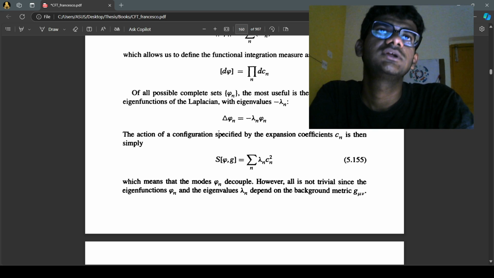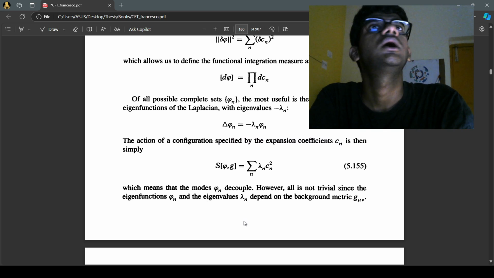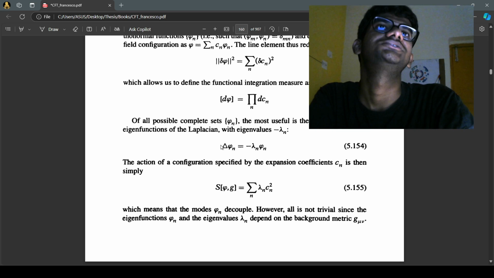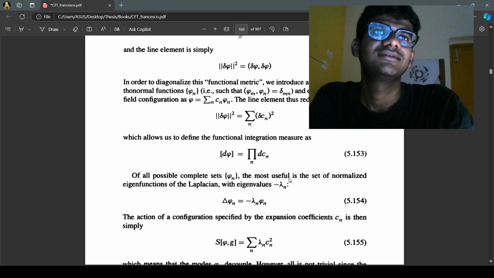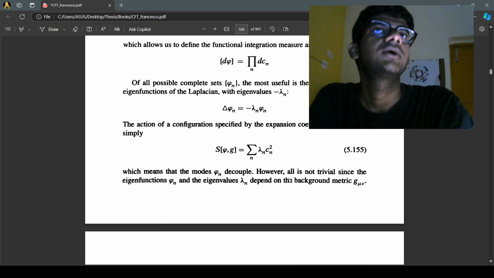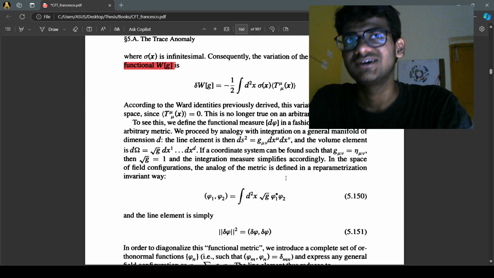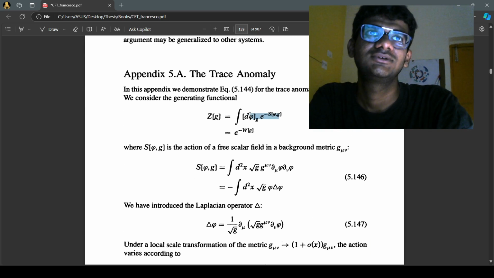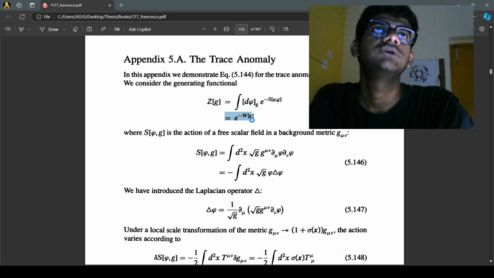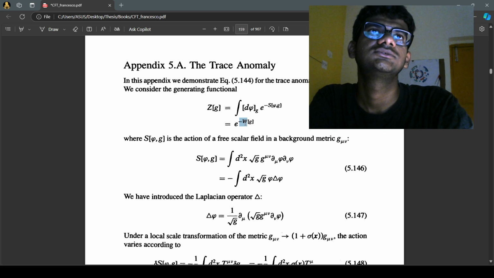The action of a configuration specified by the expansion coefficients cn is then simply, oh, that is very interesting. Okay, the action becomes this. Now your integral becomes Gaussian, you see? And your weight function, the connected vacuum functional, is this e to the power minus the action.